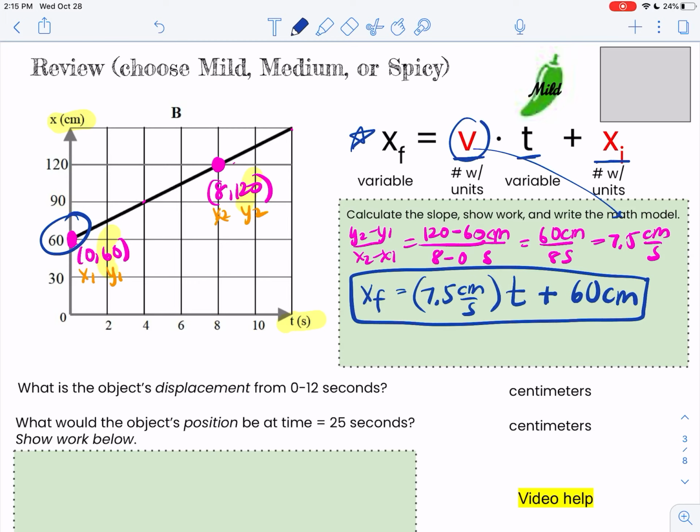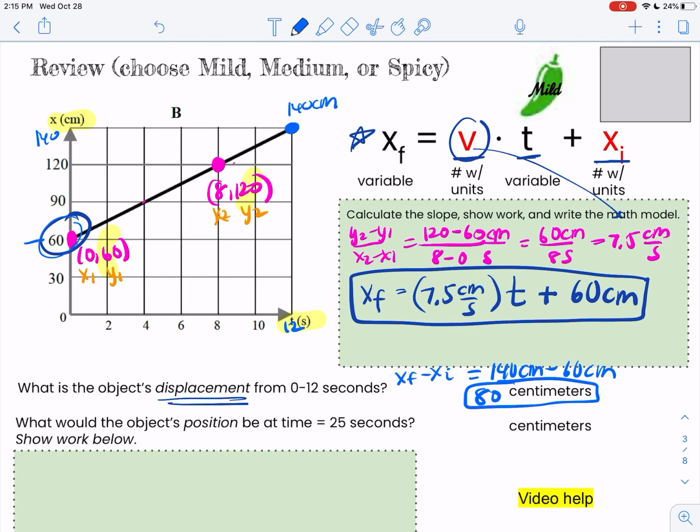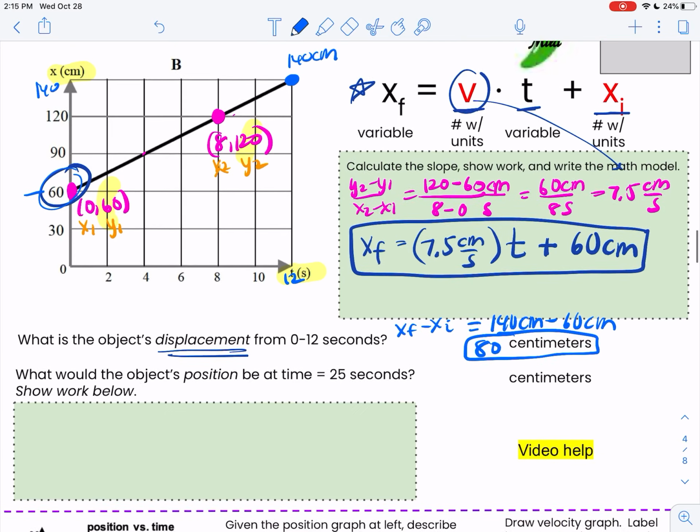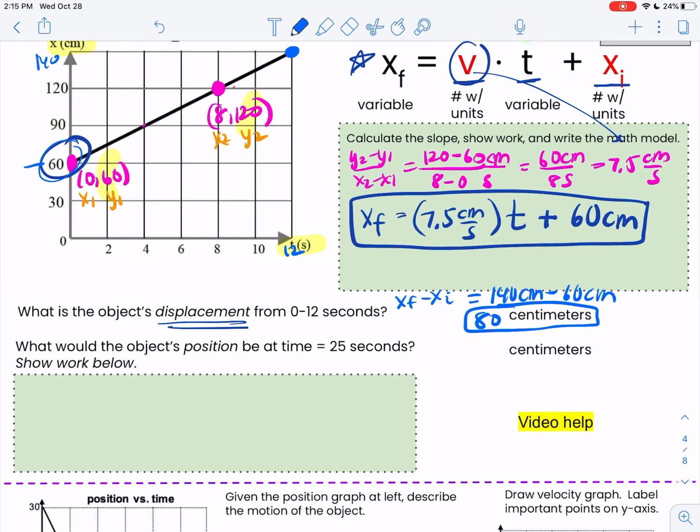What is the object's displacement from 0 to 12? That just means basically how far it went. Remember, I'm going to use the final position minus the initial. In 12 seconds, that's at 140 centimeters, and here it started at 60. So if it ended at 140 and it started at 60, it actually went a total of 80 centimeters during this trip.